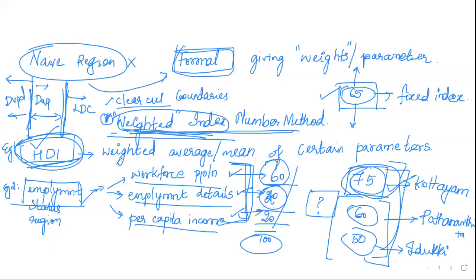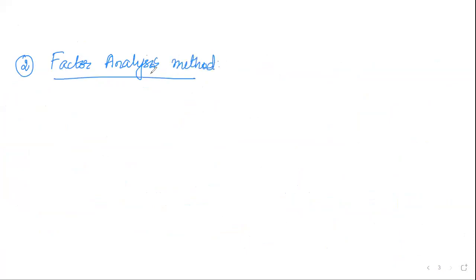The second one is number 2, and there are 3 subtypes. These are the 3 subtypes that we have seen. The second important thing is the factor analysis method. And let me repeat again and again: formal and functional region delimitation is more important than naive region. Nobody is going to ask you naive region. Formal region and functional region are even more important.